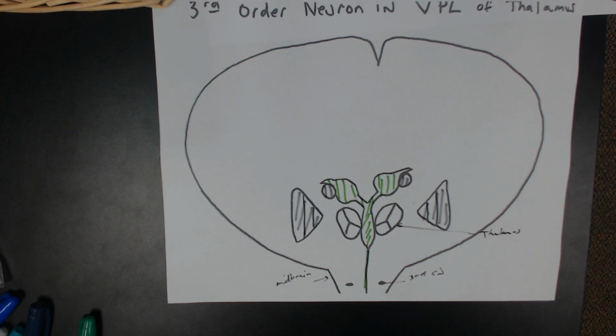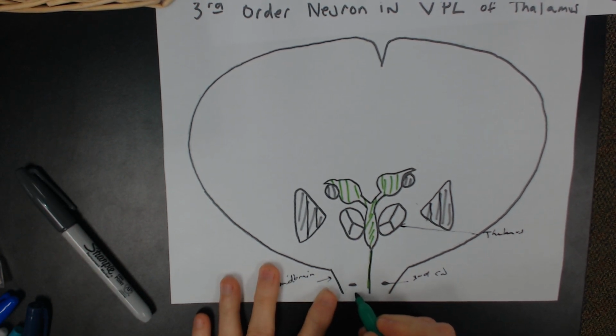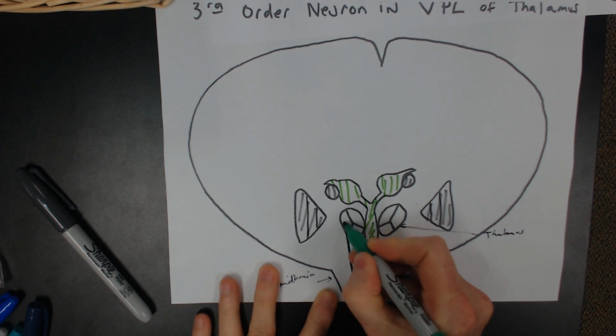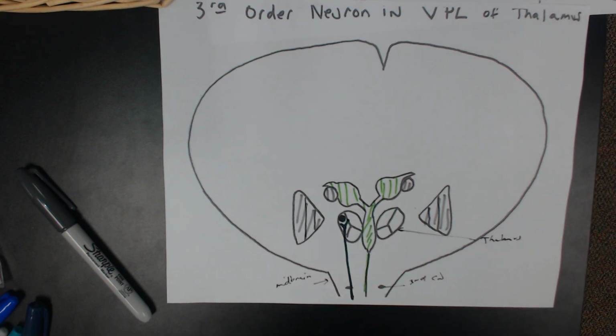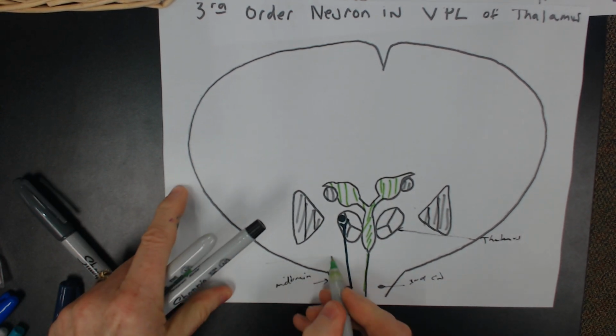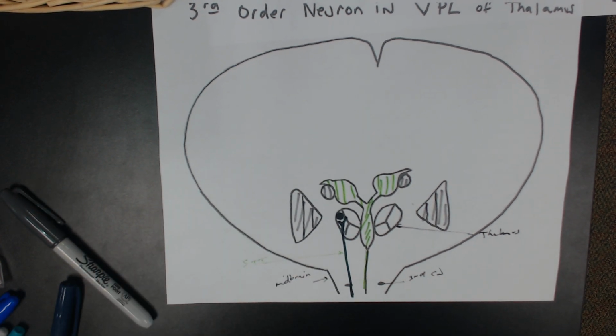Okay, everybody see where we are? Coming off the other picture, that spinothalamic tract is just going to travel all the way up through the midbrain. It's going to synapse here in the thalamus on a third order neuron. I'll label this as my spinothalamic tract. That third order neuron, again, is going to reside in the ventral posterior lateral region of the thalamus.